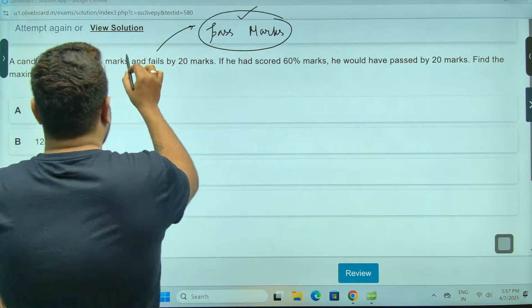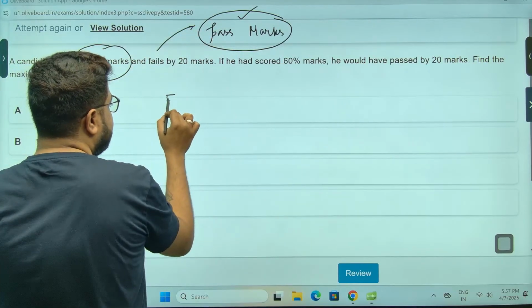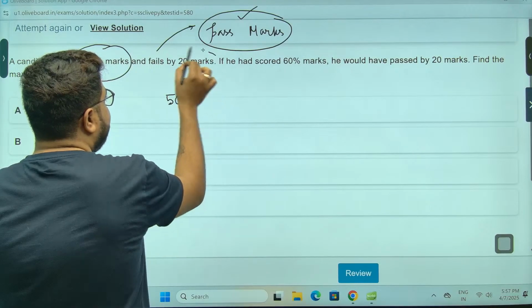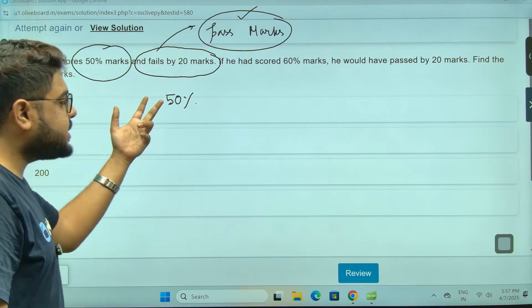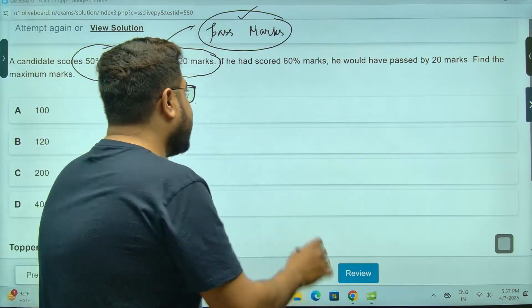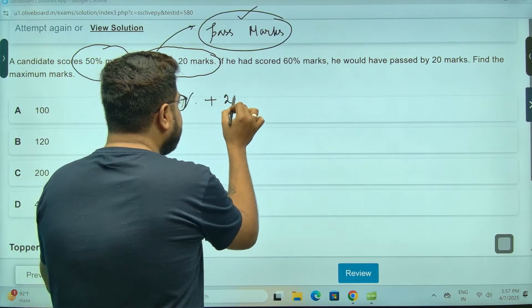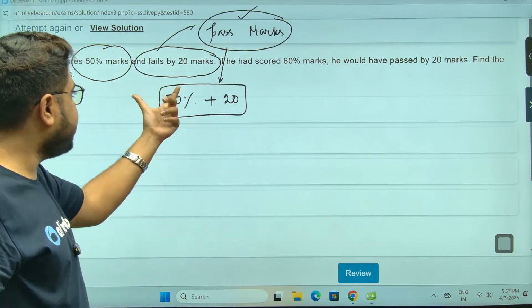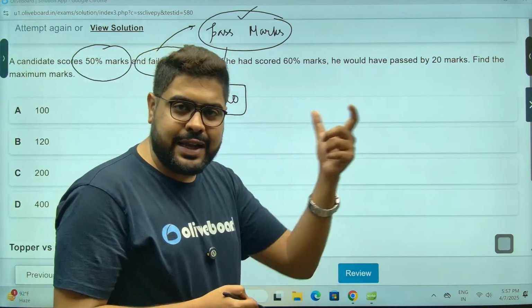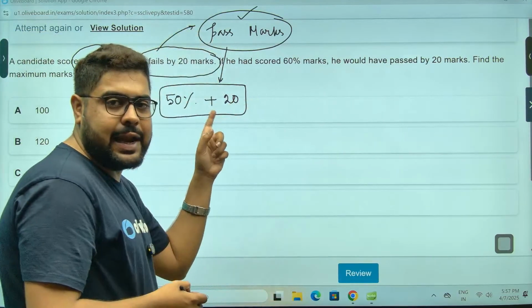Take the case of 50% of the marks and fails by 20 marks. So what is the pass marks? Sir, 50% is not enough to pass. I need to add 20 more marks to make it the pass marks. 50% is still 20 marks short, so if I add 20, I'll get my pass marks.